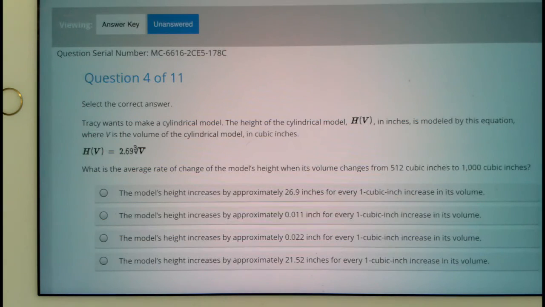If we go back in here, the only answer where I see a 0.011 is here. The model's height increases by approximately 0.011 inch for every 1 cubic inch increase in its volume.